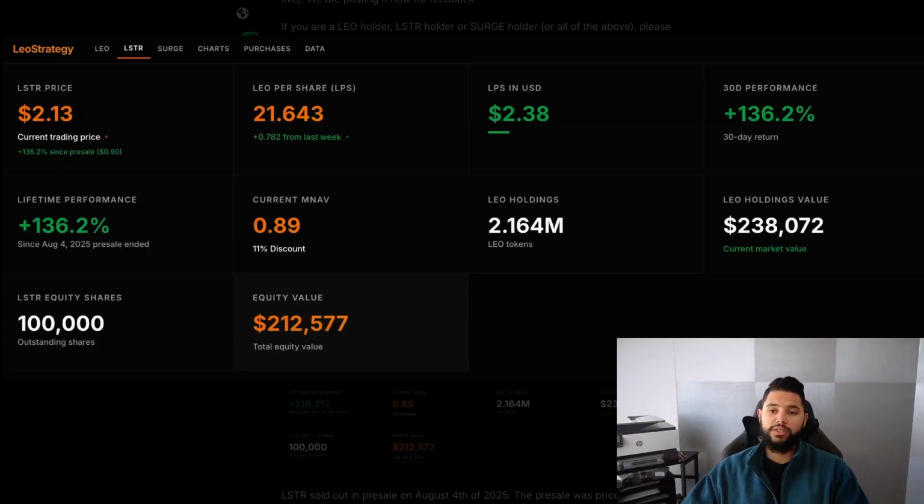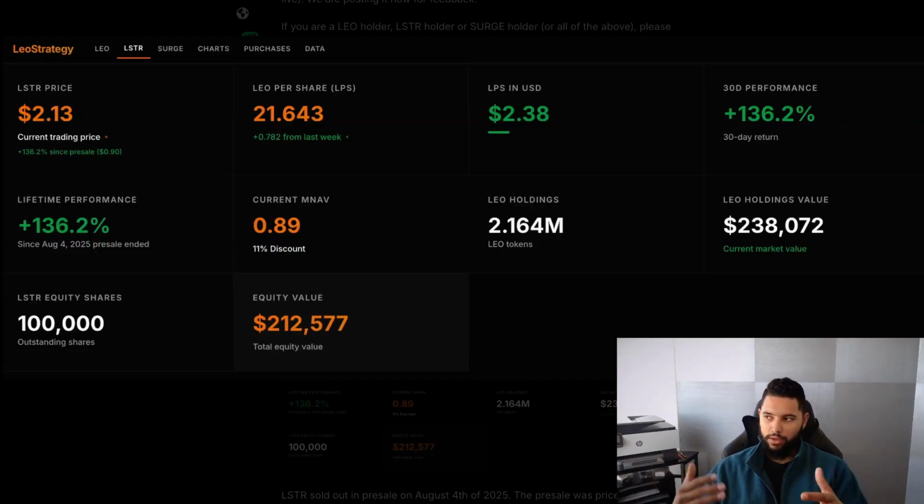So LPS in USD, you essentially just get that by taking the LEO per share, which is 21.643, and multiplying it by the LEO price. You get 2.38, which means that if you compare that to the current LSTR price, the MNAV is actually lower than 1, which means that LeoStrategy is trading at a discount. So it's an 11% discount to the net asset value.